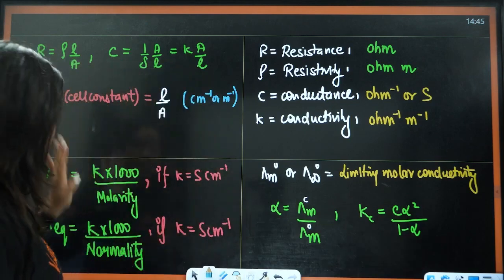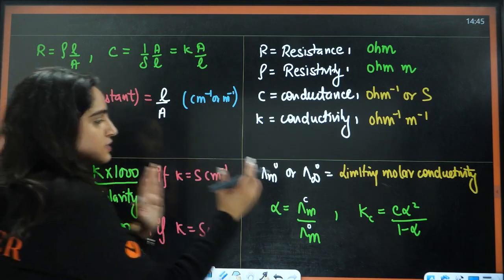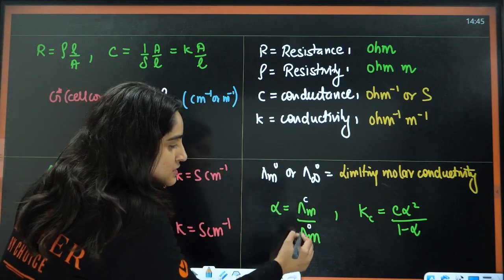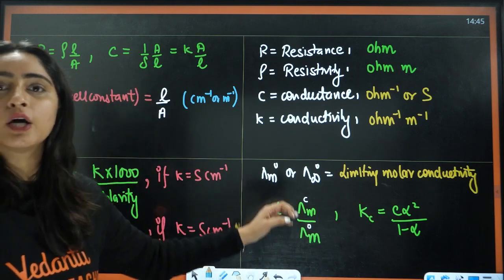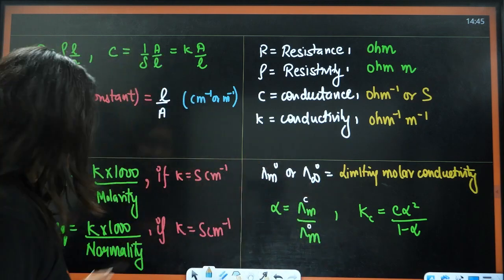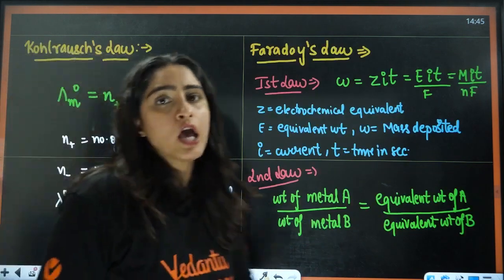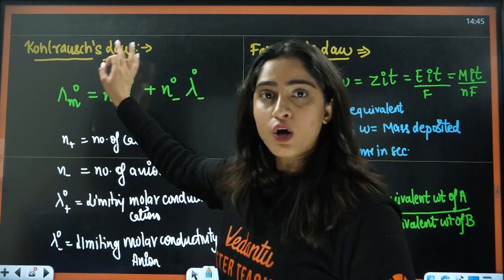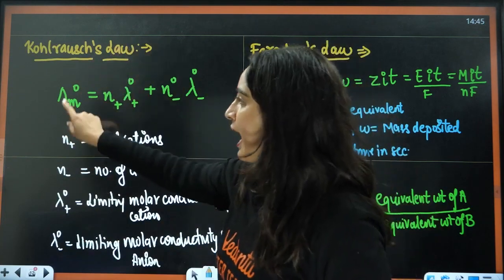Dissociation constant is equal to C alpha squared over 1 minus alpha. Okay guys, so this is also asked. They will ask you firstly this, then this. For calculating the molar conductivity at infinite dilution, there are 2-3 things that we can do. For that we have Kohlrausch's law.